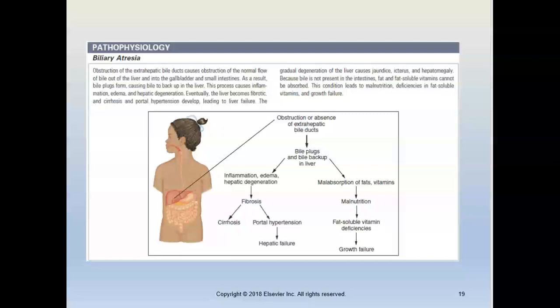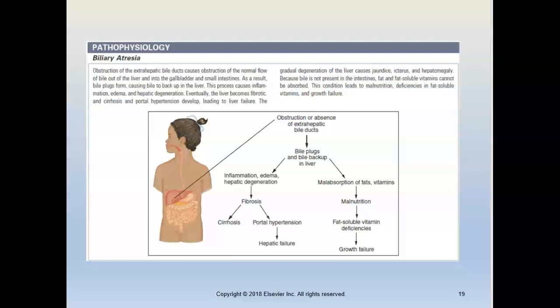As a result, bile plugs form, causing bile to back up into the liver. This process causes inflammation, edema, and hepatic degeneration. Eventually, the liver becomes fibrotic, and cirrhosis and portal hypertension develop, leading to liver failure. The gradual degeneration of the liver causes jaundice, icterus, and hepatomegaly. Because bile is not present in the intestines, fat and fat-soluble vitamins cannot be absorbed. This condition leads to malnutrition, deficiency in fat-soluble vitamins, and growth failure.